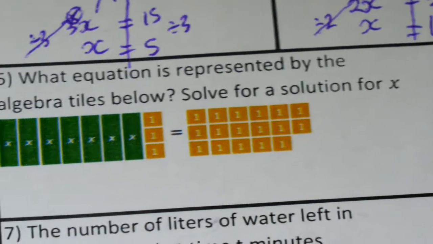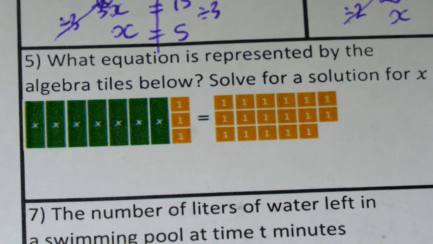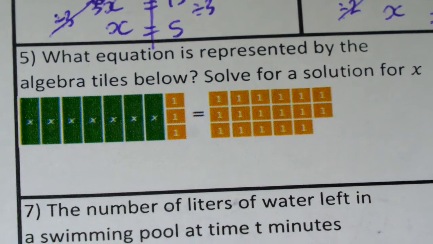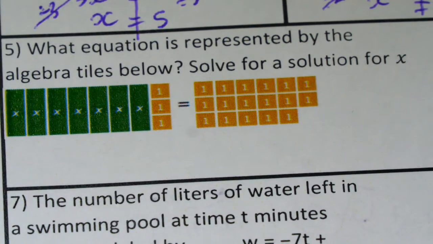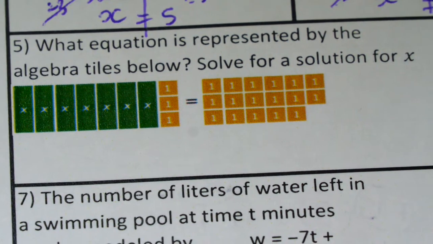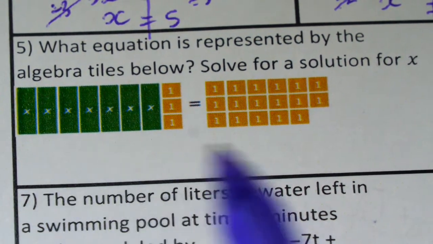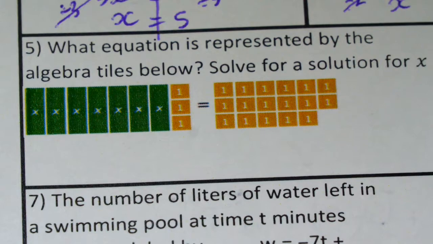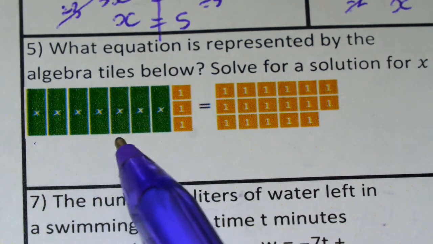Question 5. We have something different here. What equation is represented by the algebraic tiles below? Solve for a solution for x. So we are doing the same thing here, but it looks a bit different. So we have to write this as an equation first. So how many x's do we have here? 1, 2, 3, 4, 5, 6, 7.